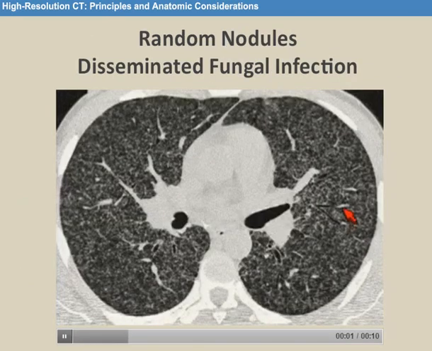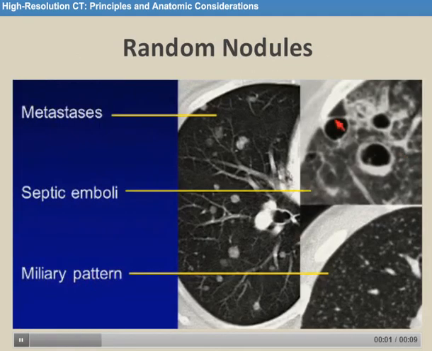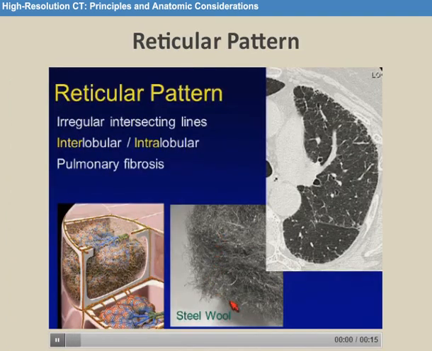Disseminated fungal infection, and this patient had HIV, and again, random distribution. Some of these do touch the pleural surfaces. The fissures here are very hard to see, but they're sort of studded also. And don't forget, if you see cavitary nodules, think about septic emboli, but of course some metastases can be cavitary in appearance as well. Just think of steel wool, if you will.